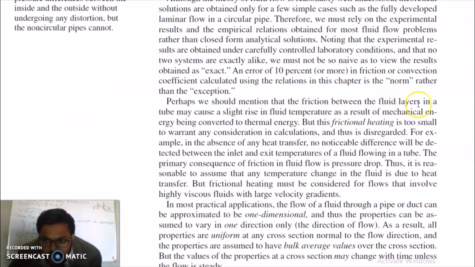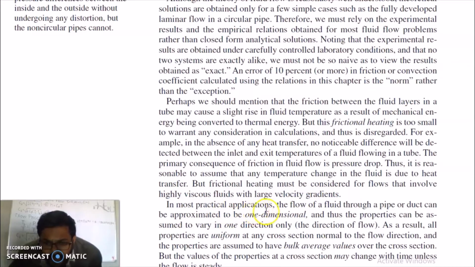The friction between fluid layers in a tube may cause a slight rise in fluid temperature as a result of mechanical energy being converted to thermal energy, but this friction heating is too small to warrant any consideration in calculations. The primary consequence of friction in fluid flow is pressure drop. That is, it is reasonable to assume that any temperature change in the fluid is due to heat transfer. But frictional heating must be considered for flows that involve highly viscous fluids with large velocity gradients.